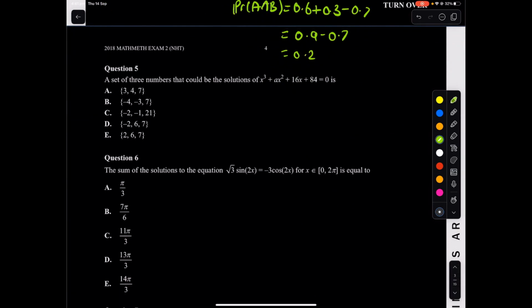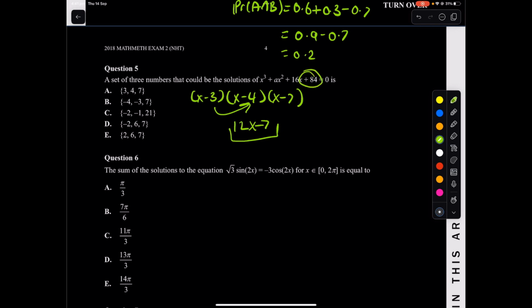Nice. A set of 3 numbers that could be a solution to this equation is what? Okay. Well, I'm just going to have a look at this and create these as factors. So this one will be x minus 3, x minus 4, x minus 7. And let's look at this part here. It's a positive 84. So if I multiply negative 3 times negative 4, it will be positive 12. And we multiply by negative 7. The problem is we don't even have to, because 12 times negative 7 will bring a negative, like negative 84. So A is wrong.